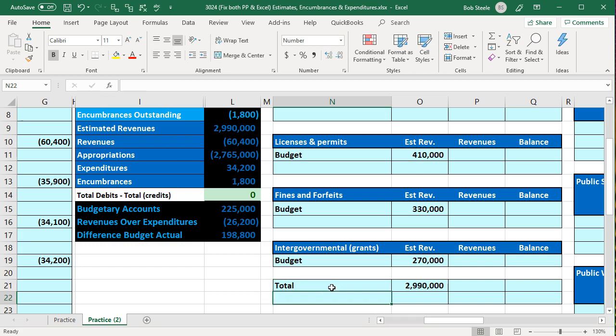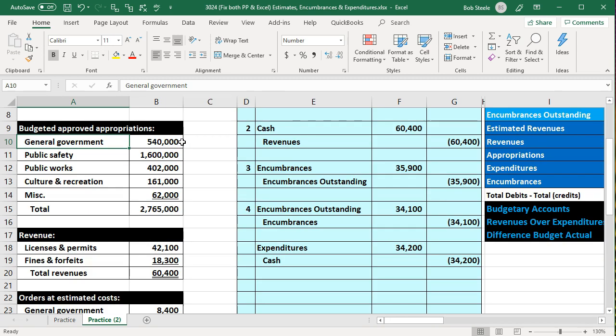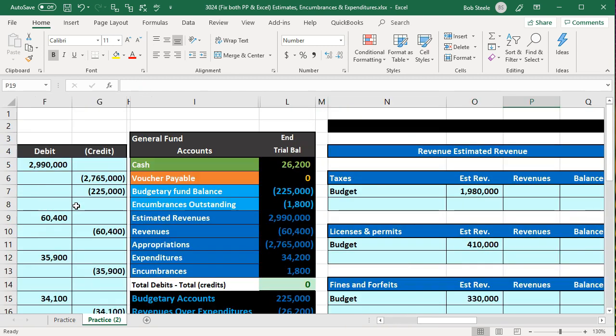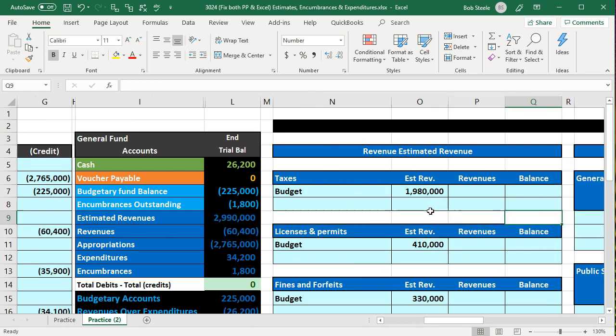Now we're going to do the same thing for the revenues and break out the detail of the revenue accounts. So the revenue accounts, you'll recall, were broken out when we got the revenue between license and permits, fines and forfeitures. That's all we have so far. So let's go back up to the revenue. We didn't get any for the taxes yet. That's going to be coming later.